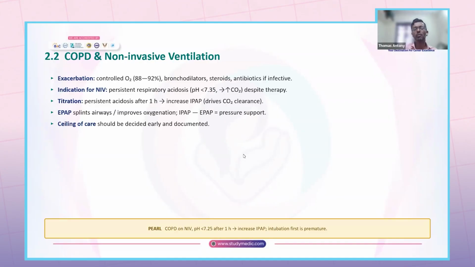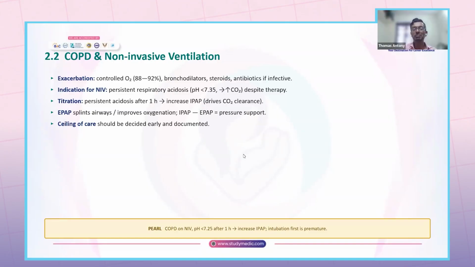Now, what are the indications of NIV? So NIV is the first step in patients with COPD who have a respiratory acidosis. If the pH is less than 7.35, so we can wait till 7.25. If it is in that range with an elevated carbon dioxide, we can administer NIV. Okay, now the titration. Persistent acidosis even after 1 hour, increase the IPAP. So what we want is to drive the carbon dioxide out. So we have to increase the pressures, inspiratory pressures, to drive the carbon dioxide out.